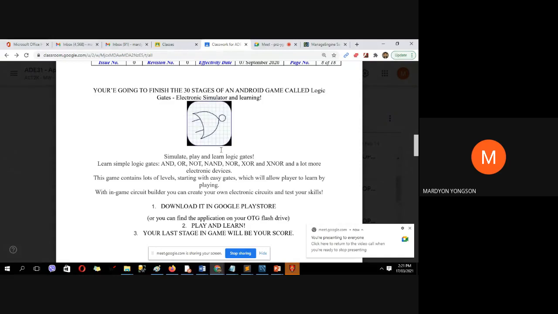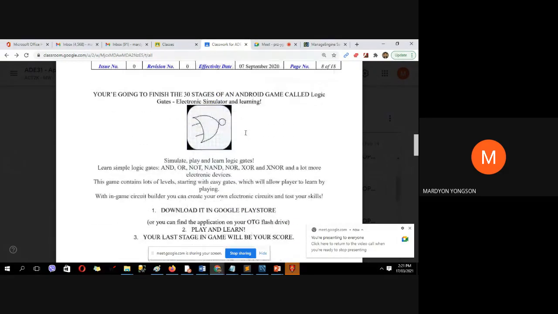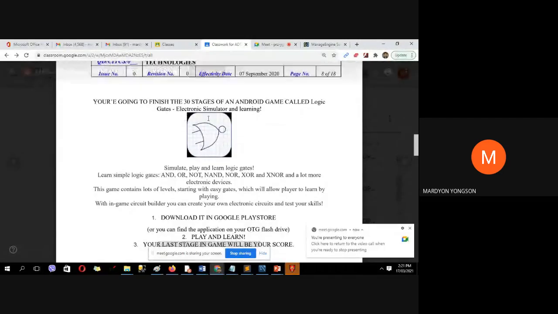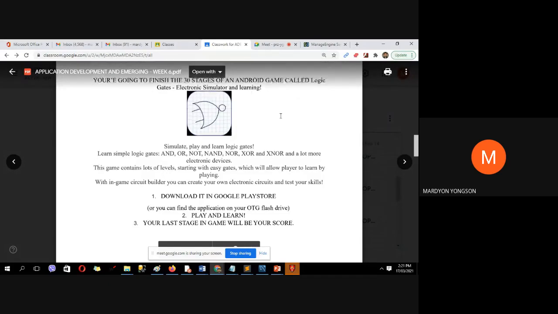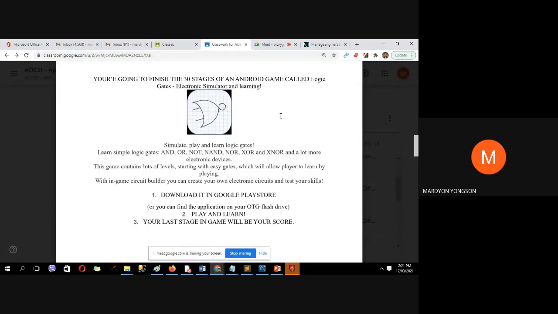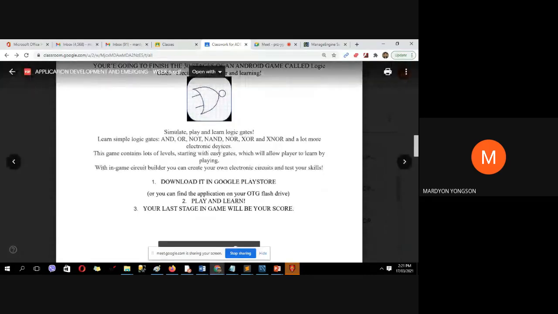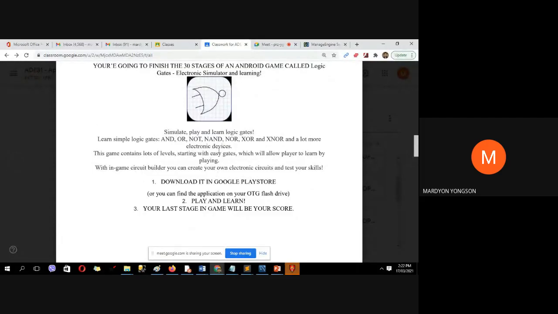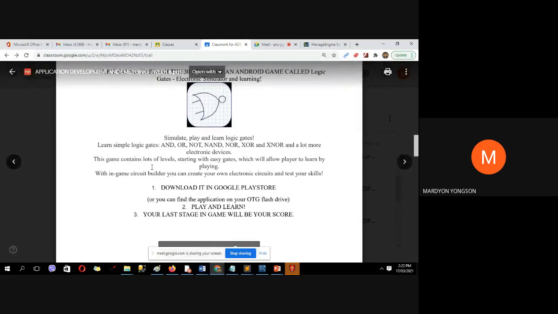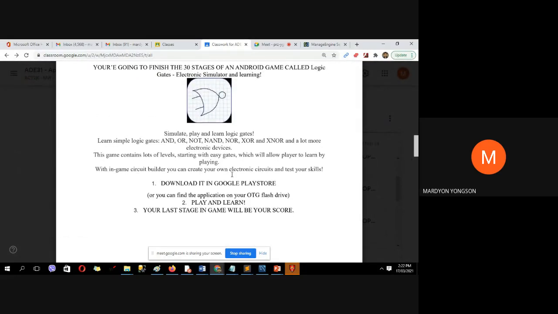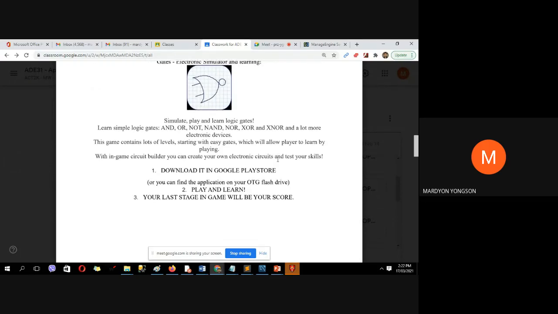So, I want you to download this Android app. It has 30 stages. The title of the app, or Android game, is called Logic Gates, Logic Gates Electronic Simulator and Learning. By using this app, you can simulate, play, and learn logic gates. It has many examples you can play with. The game contains lots of levels, starting with easy gates, and it allows the player to learn by playing.